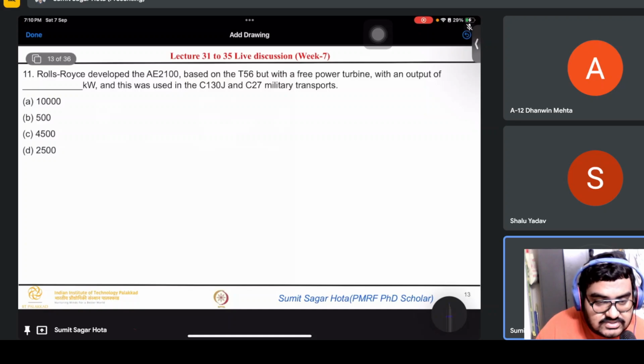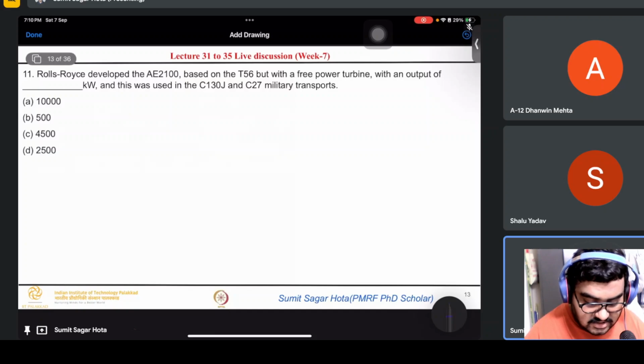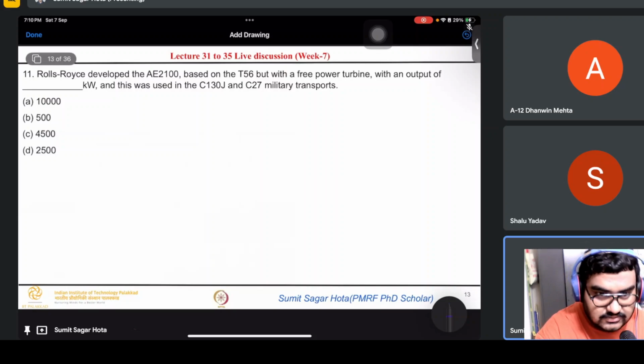That's the reason I set this question, because these kinds of questions can be asked. This engine is also used for military purposes, especially for cargo aircraft. So that's the reason this question is very important.